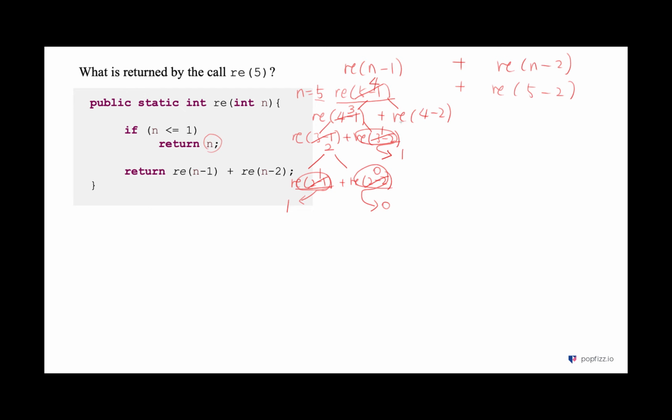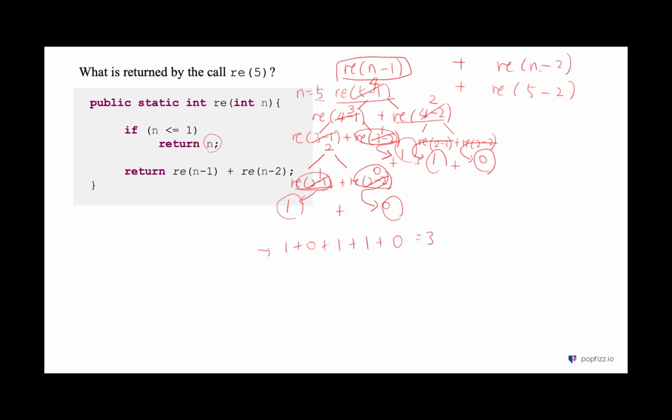We still have re 4 minus 2 to take care of. And 4 minus 2 is 2. Does not meet the base case, so it's going to call re 2 minus 1 plus re 2 minus 2. Hit the base case for the first one, so this one is going to be 1, and this one is going to be 0. So this whole re n minus 1 side has been taken care of. And we have 1, 0, 1, 1, 0 that we need to add. So this will give us 1 plus 0 plus 1 plus 1 plus 0, value of 3.